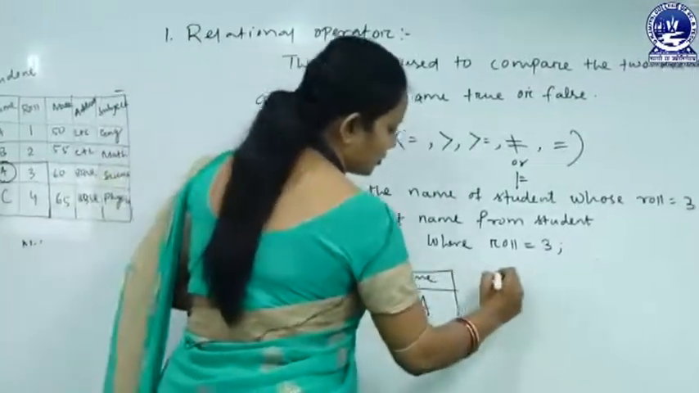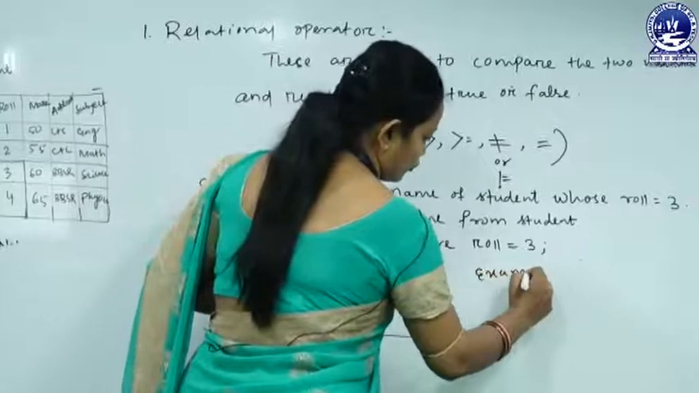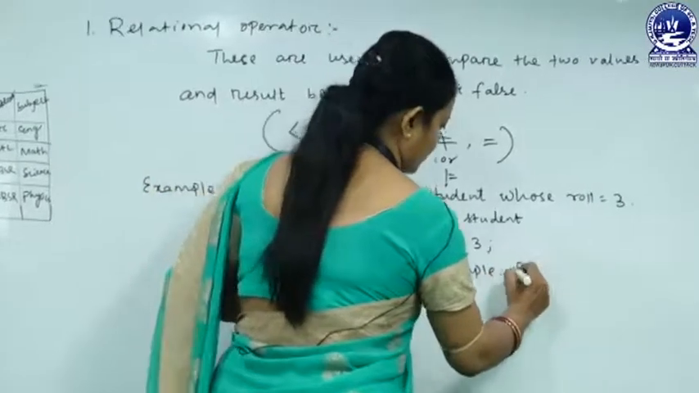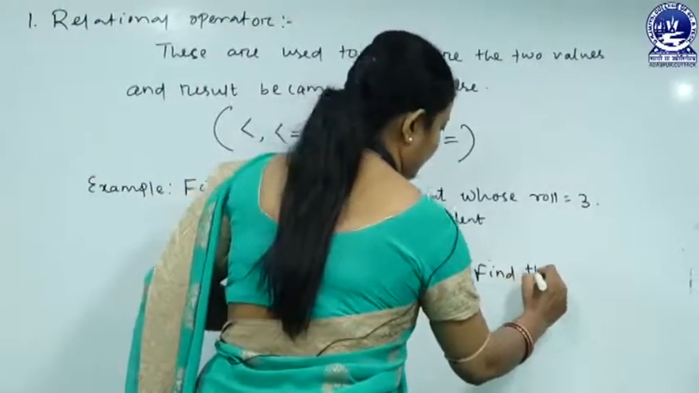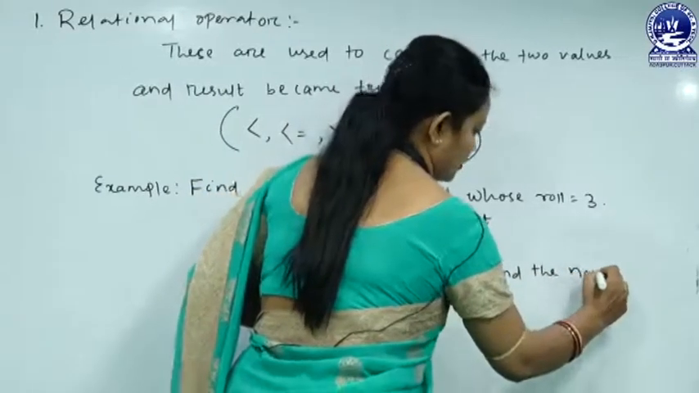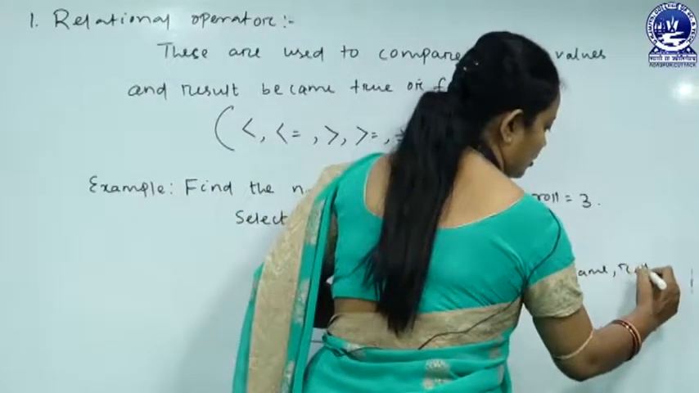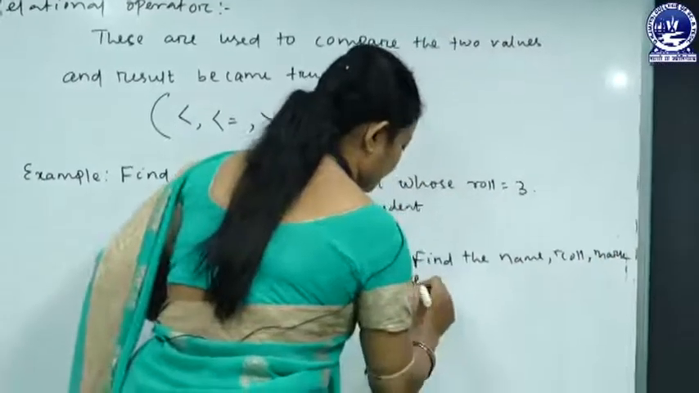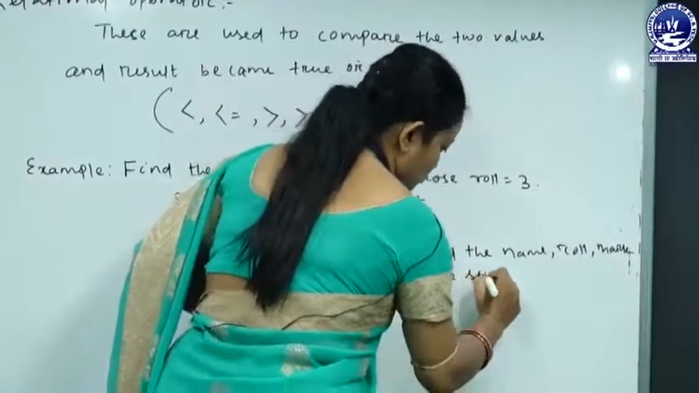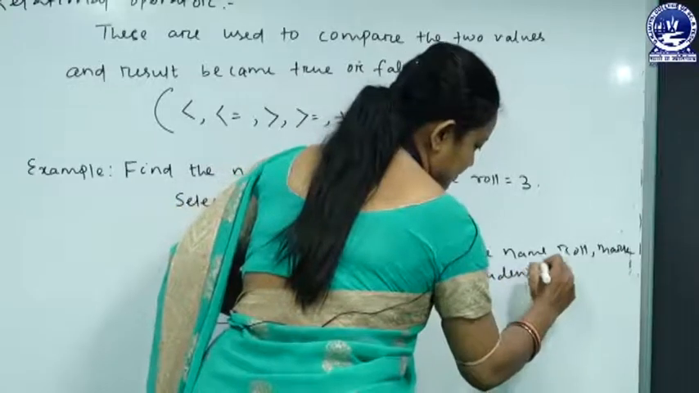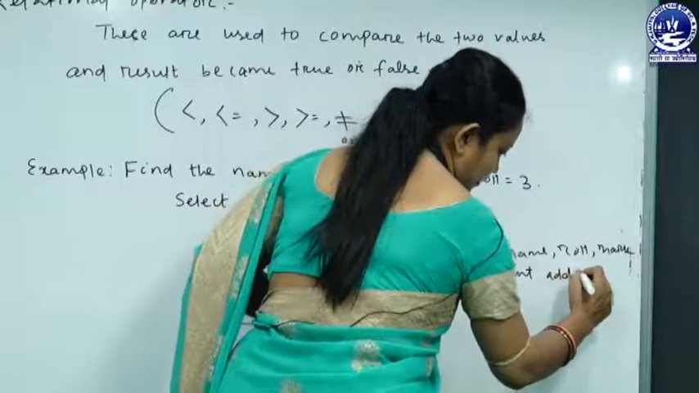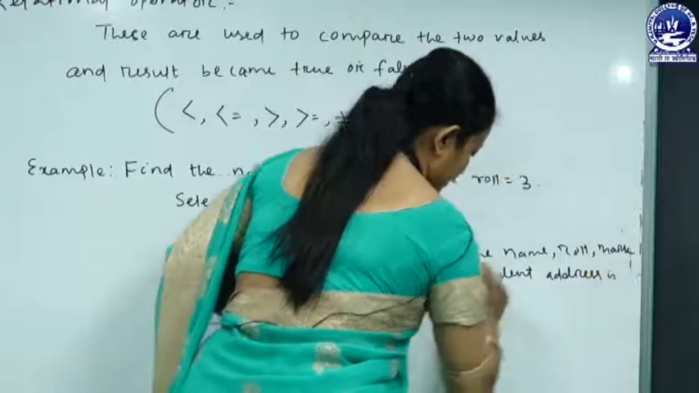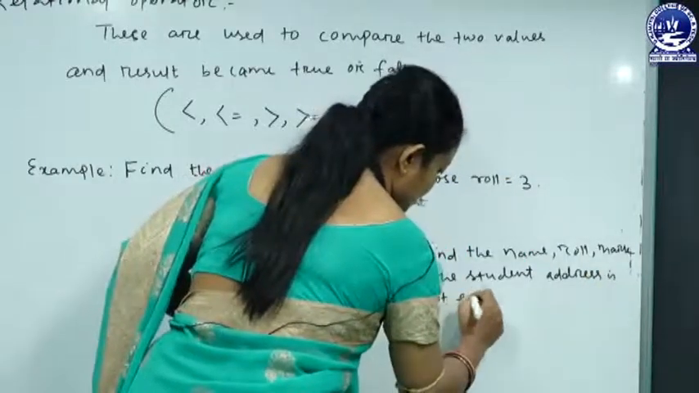Suppose find the name, roll and mark of the student whose address is not equals to Cuttack.